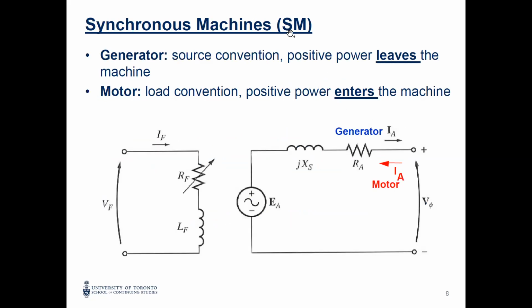This slide is important. It includes the equivalent circuit of the synchronous machine. Before we start, the synchronous machine is the first kind of the AC machines. It's not a DC machine, as we just finished the DC machine module. This one is an AC machine.